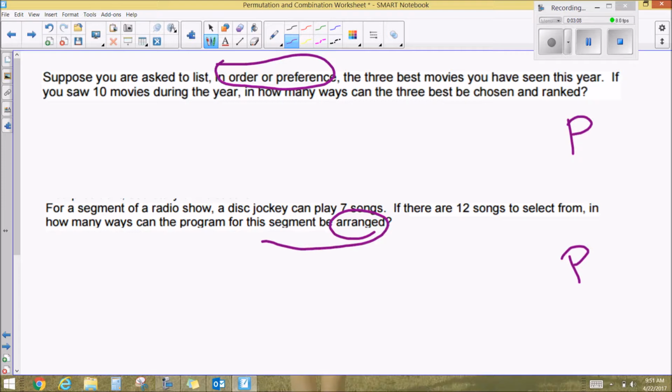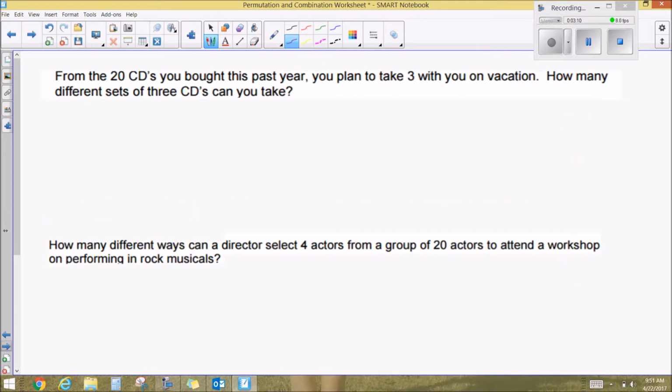For our next 2 examples, we are going to take 3 CDs out of our group of 20 on vacation, or we need to select 4 actors from a group of 20 to attend a workshop. And in the words, it doesn't indicate that we are ranking or giving a first and second place, or that we're going to listen to these CDs in any order. And so we're just, from the 20 that we have, making room to stick 3 of them in our backpack. And so here are 2 where we would use combinations instead.